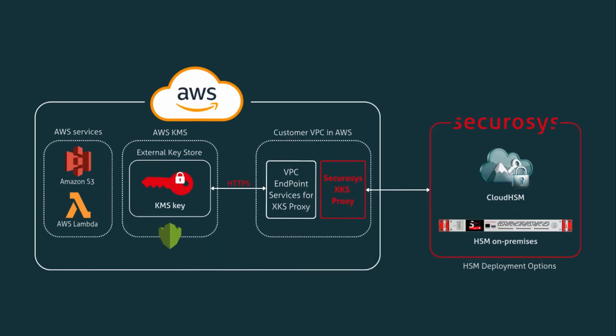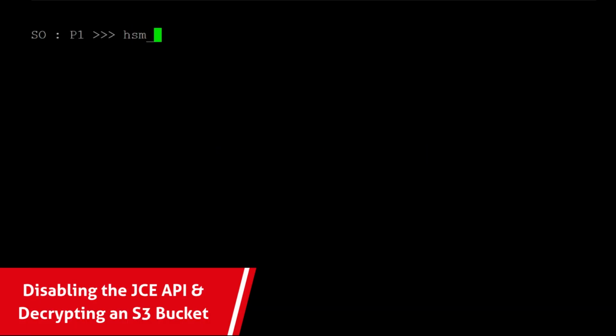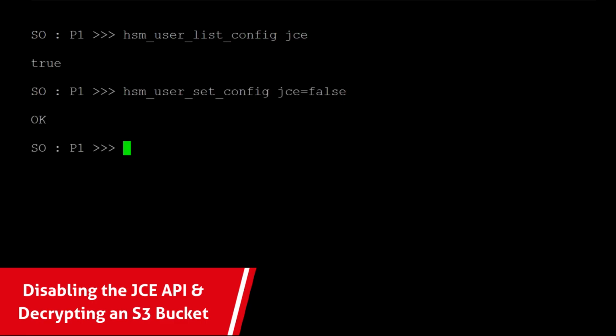Now up to this point, I've shown that if I stop the XKS proxy running in AWS, key operations stop. But from a sovereignty perspective, that control still technically lives inside AWS. So let's move the control point to the HSM side. First, I'll show that the XKS proxy container is up and running. Next, I've got my HSM console here. I'll disable the JCE API, and that cuts off the cryptographic interface as the source outside of AWS.